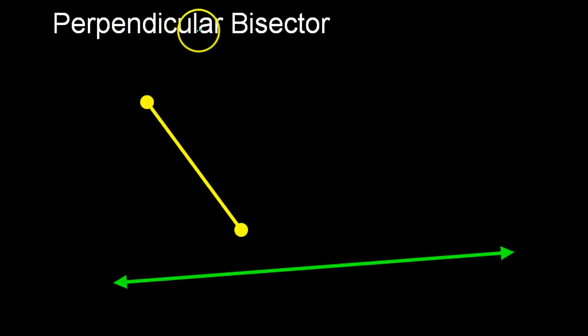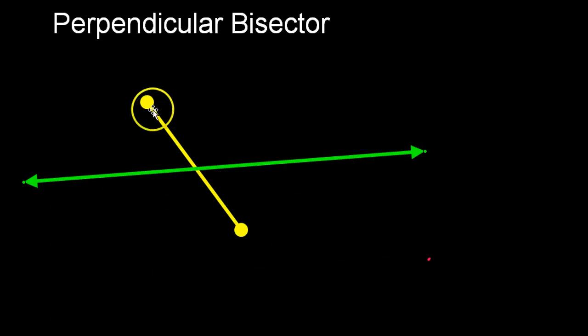Alright, let's talk about what a perpendicular bisector is. It should be self-explanatory if you know what perpendicular means and if you know what bisector means. Now, perpendicular means forming a 90-degree angle. So, for example, right now, if I go like this, the segment and the line are not perpendicular because this is not a 90-degree angle.